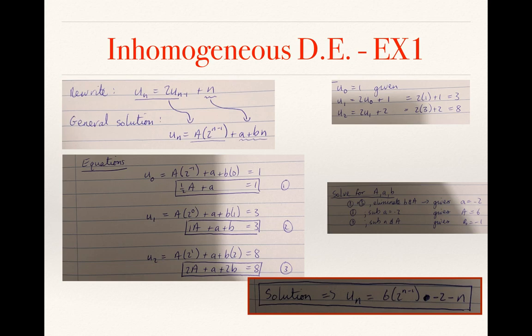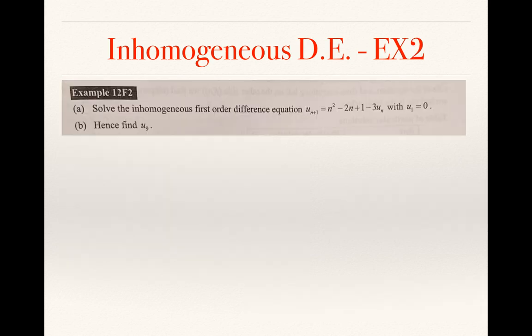Okay, example 2. All right, so we have the homogeneous part and the inhomogeneous part. The homogeneous part is minus 3u to the n, and then the additional function there is n squared minus 2n plus 1, and the presence of that makes it an inhomogeneous difference equation. All right, so we get the solution for each of those, and we add them together.